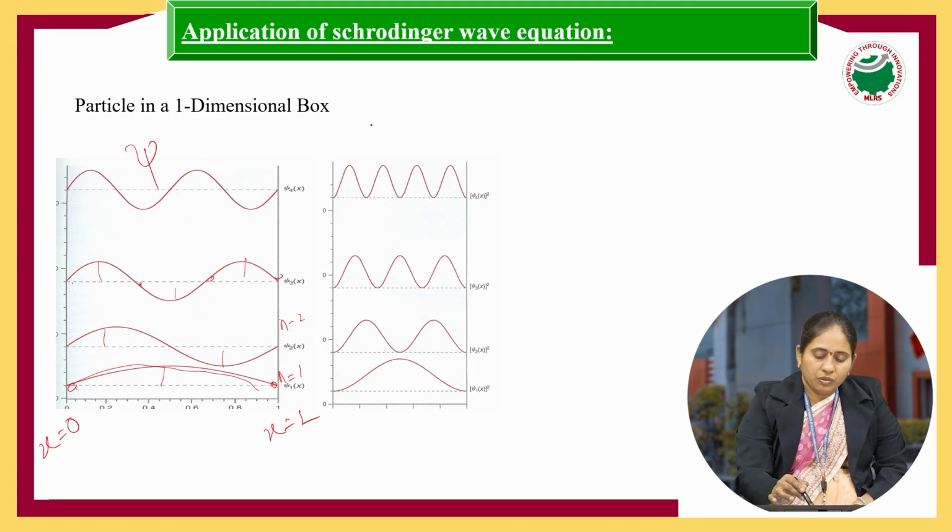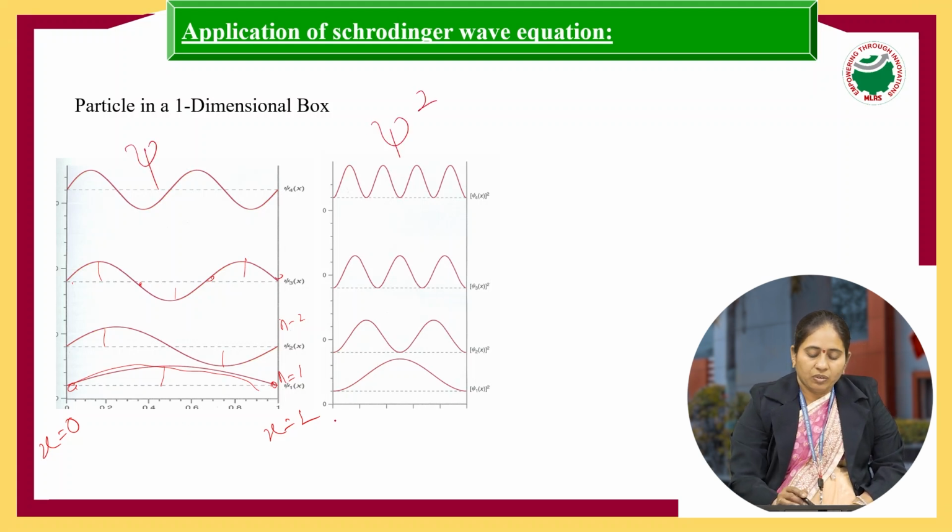If you take the square of the wave function, psi square, you get only positive values. The wave function has positive and negative values, but when squared, the negative becomes positive. So here also there are 3 antinodes when n is equal to 3, 2 antinodes when n is equal to 2, and one antinode when n is equal to 1. This means the number of antinodes represents the quantum number. If there is 1 antinode, n is equal to 1; if 2, then n is equal to 2, and so on.